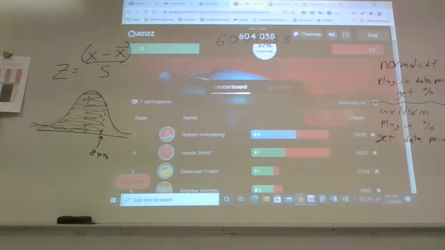Area is going to be a percentage. Normal CDF is typically used for that. Oh, Rob's on a four streak. Did you finish? So it would be lower limit, then mu and sigma would be 0 and 1 for that. 0.